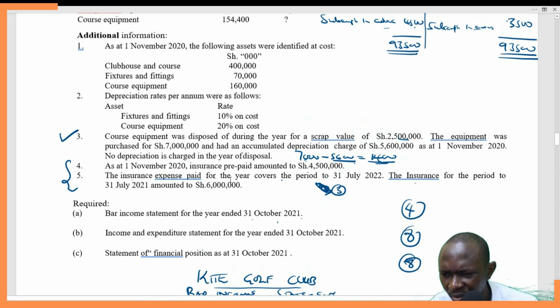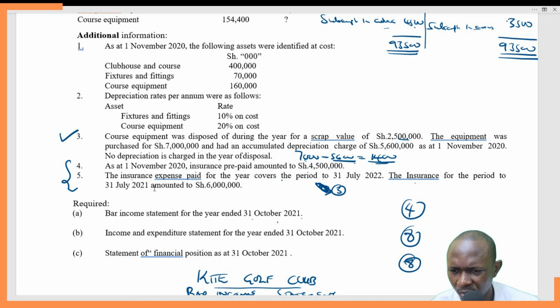The insurance expense paid for the year covers the period to 31st July 2022. The insurance for the period to 31st July 2021 amounted to 6 million.